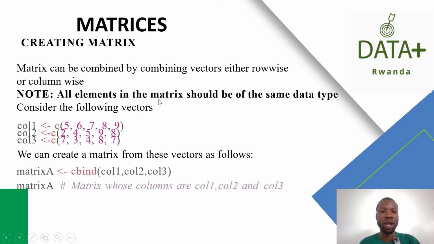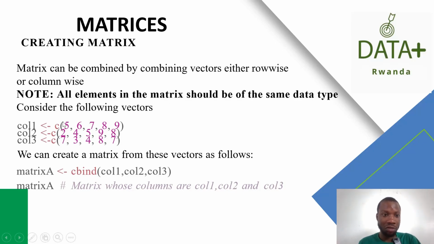Note that all elements in a matrix should be of the same data type. Of course, you cannot have a matrix of the names of people and their age at the same time. It cannot work. If I'm going to generate a matrix, I make sure that if it is age, both of them are numbers. And you can create the matrix either row wise or column wise. So we have column number one, where we are generating the vector.